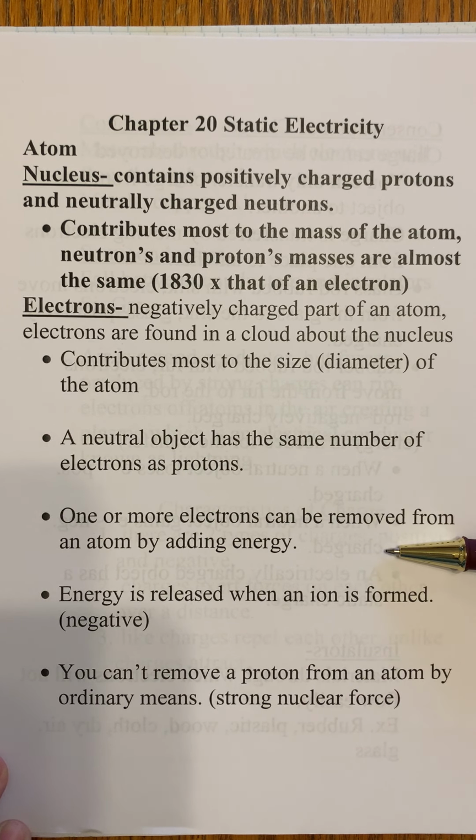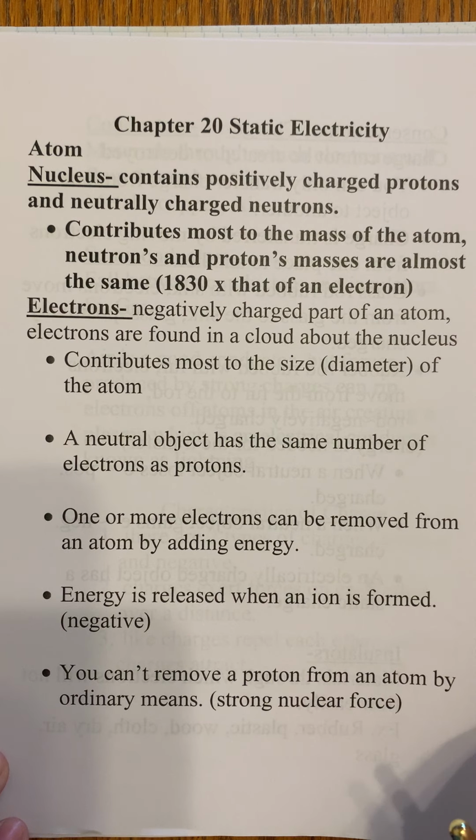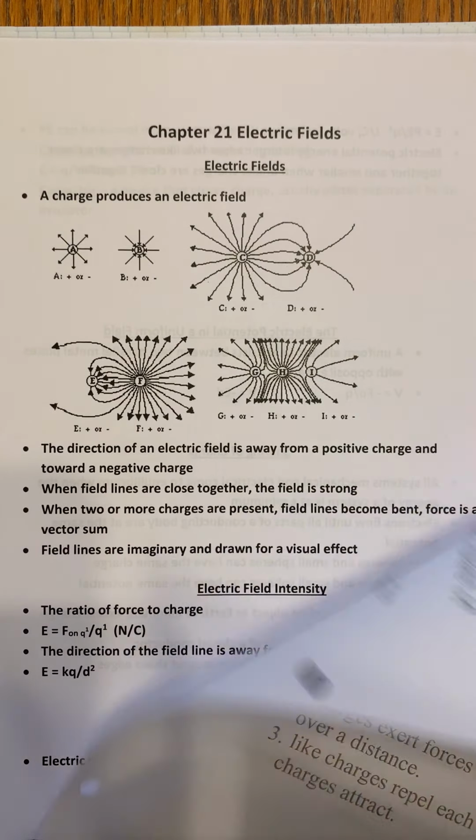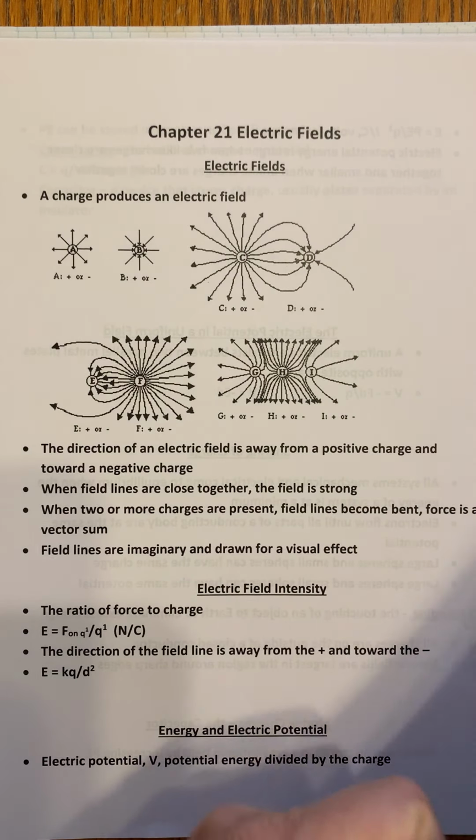One or more electrons can be removed from an atom by adding energy. So for instance, if you had a plastic comb and you were to take a cloth and rub the cloth over the comb, it would become electrically charged, and you could pick up little pieces of paper. Energy is released when an ion is formed. And you can't remove a proton from an atom by ordinary means. If you remember, that's a strong nuclear force, and it is the biggest force of all the four basic forces.